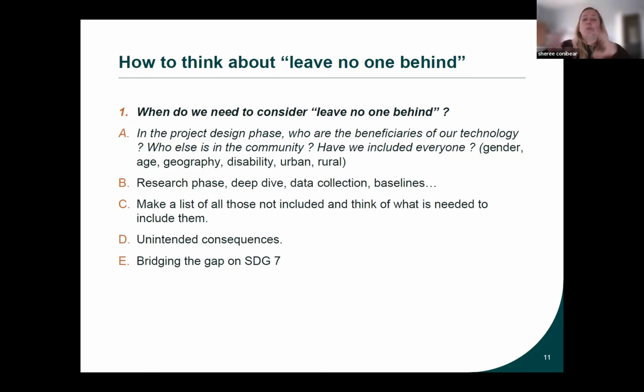We don't want to think too big and say our technology is going to be sold all around the world. Let's think about what we're designing right now. Who are the people around this location? Are they rural farmers? Are they urban? Are there people with disabilities? The geographic location, the age.